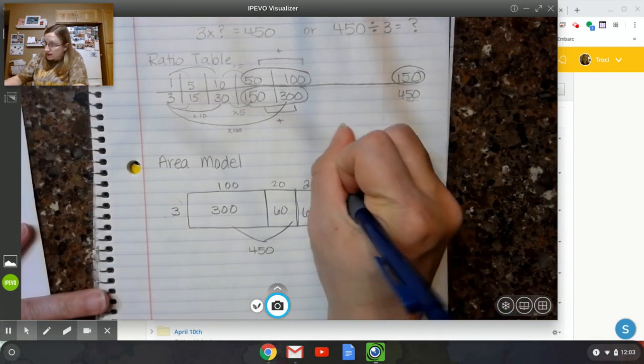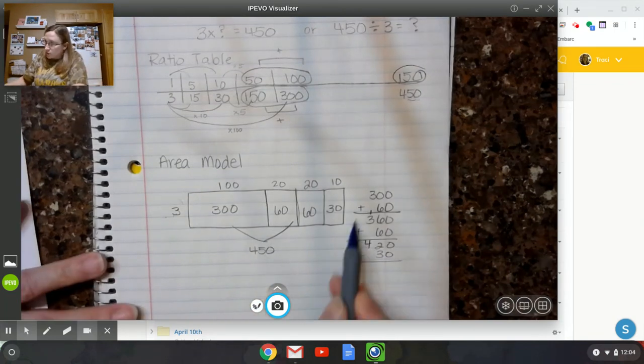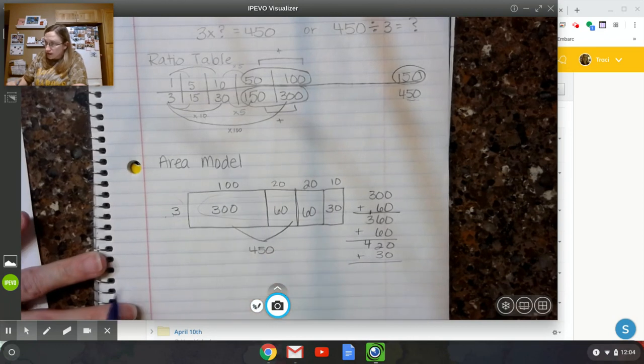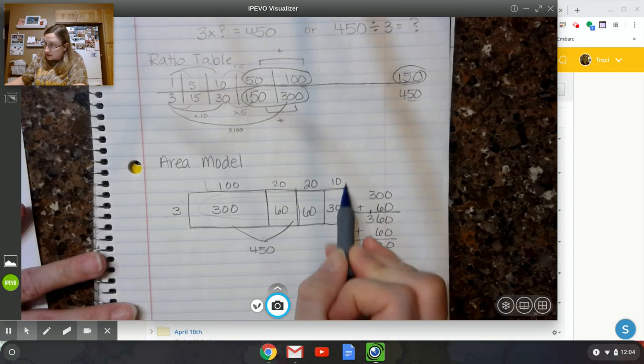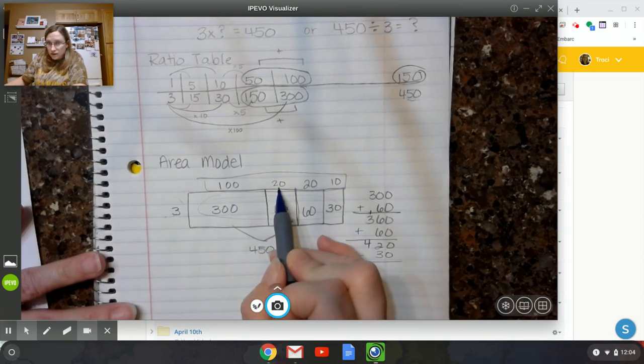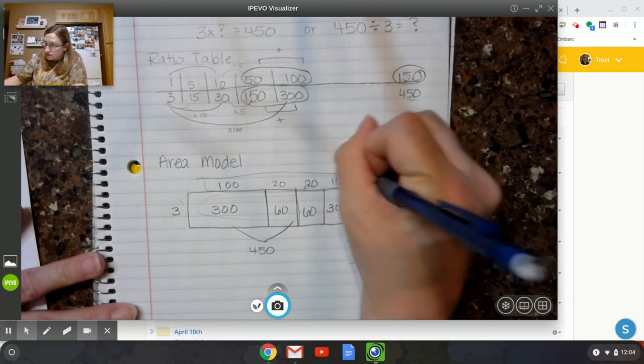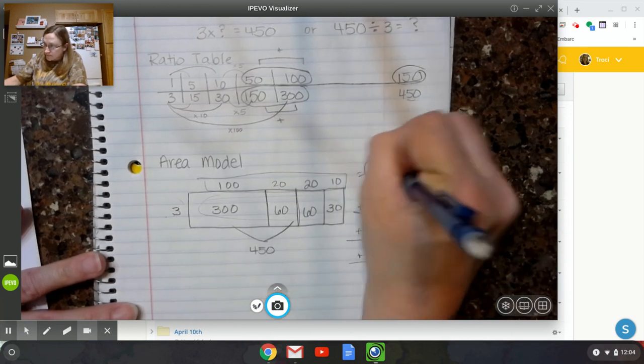Hopefully you're thinking 10. Great, but where is my answer in an area model for division? Well, we know the inside because we know that inside's 450. So my answer is across the top here. I have 100, 20, 120, and 40, 150. Oh, do you see how I got that 150 again?